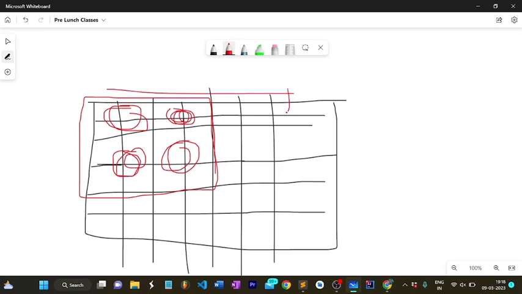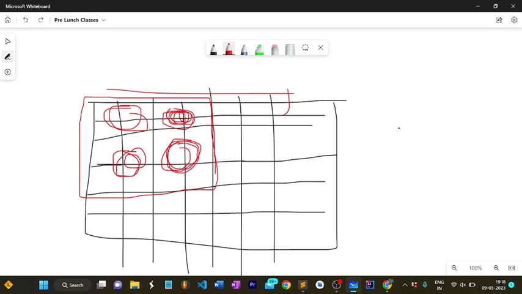So we have to construct an n cross m matrix such that for every 4 cross 4 matrix, the XOR of the upper-left 2 cross 2 matrix should be equal to the XOR of the lower-right 2 cross 2 matrix. So let's move to the approach part of this problem.